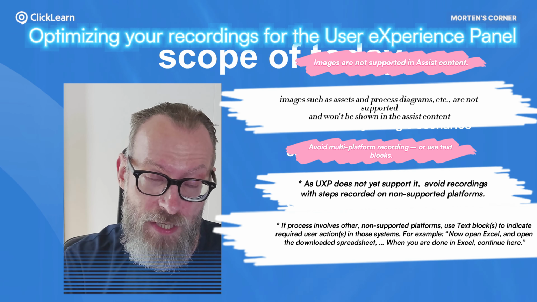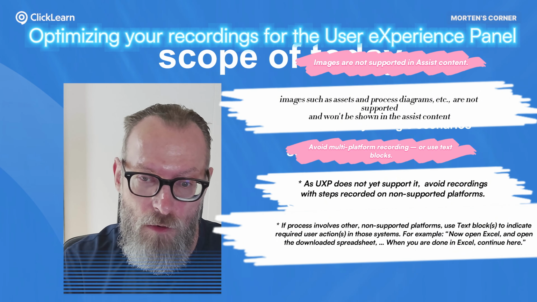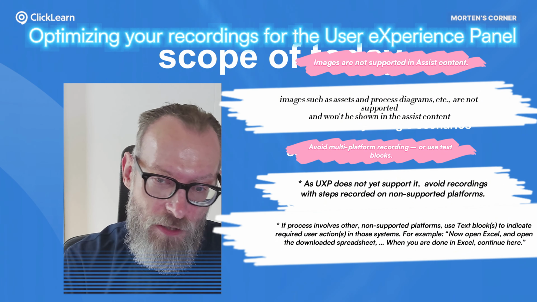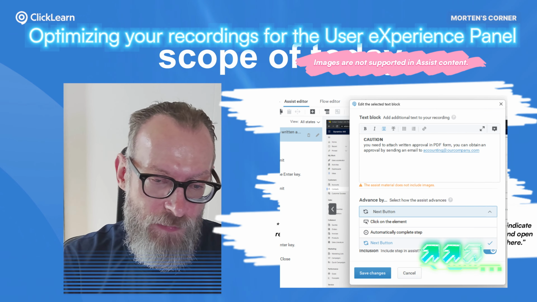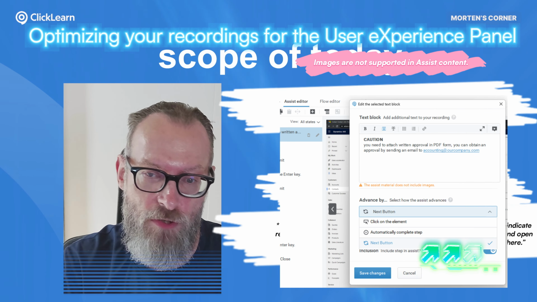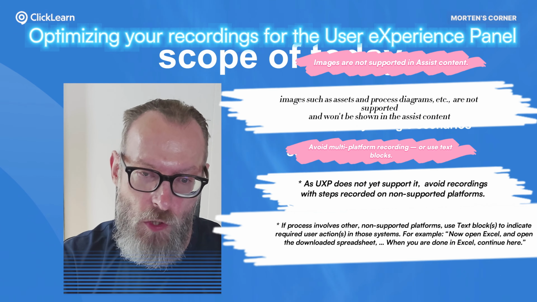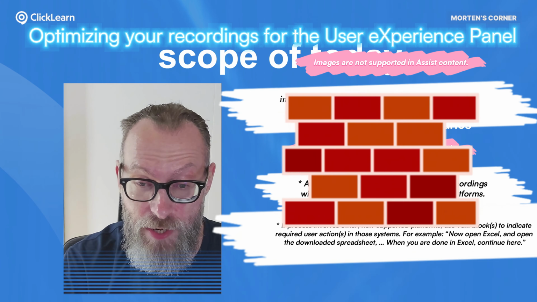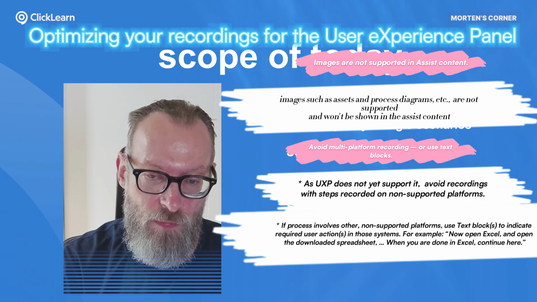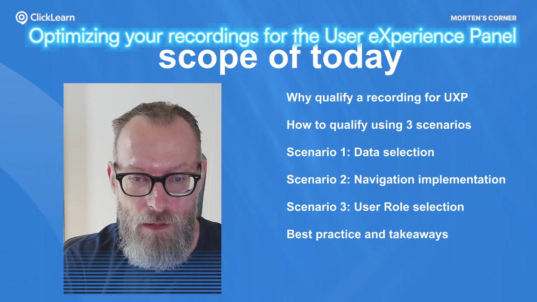For example, you could say, now open Excel and open the downloaded spreadsheet. When you're done in Excel, continue here. And then you can use the flag for the assist called click next to continue, right? So you're kind of telling users to do something else. These steps by themselves being recorded are not supported, and it can brick your UXP configuration. If you put it in here, you might have issues, so don't do that.